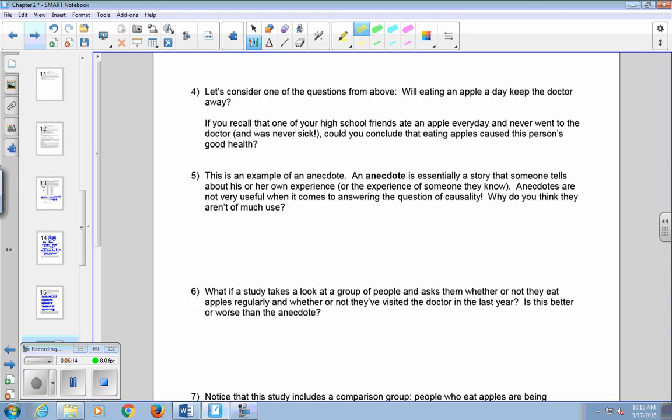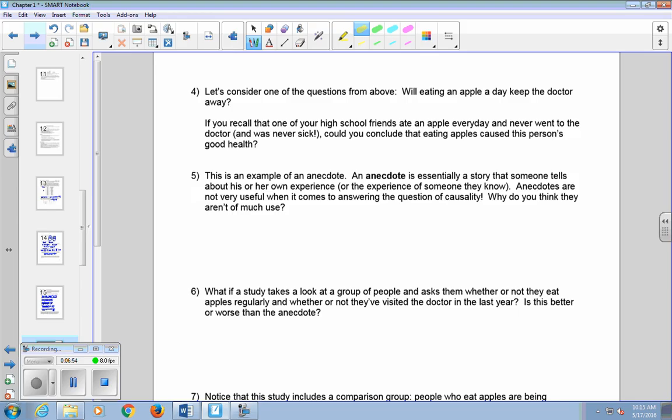So let's consider one of these questions and talk about what we would need to conduct a robust study. So, will eating an apple a day keep the doctor away? If you recall that one of your high school friends ate an apple every day and never went to the doctor, was never sick, would you conclude that eating an apple caused this person's good health? Probably not, right? This is a specific example of anecdotal evidence. An anecdote is essentially a story that someone's telling you about his own experience.